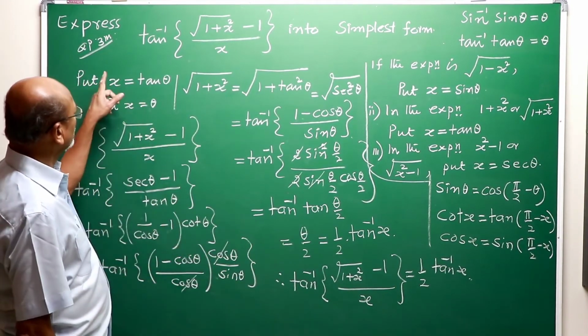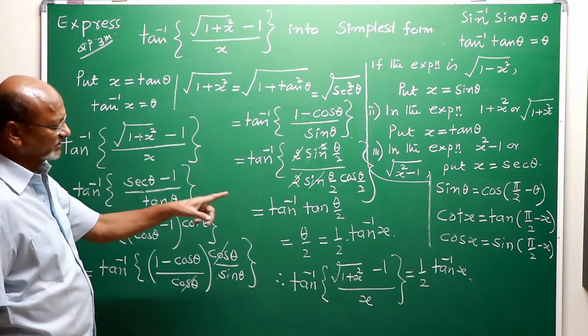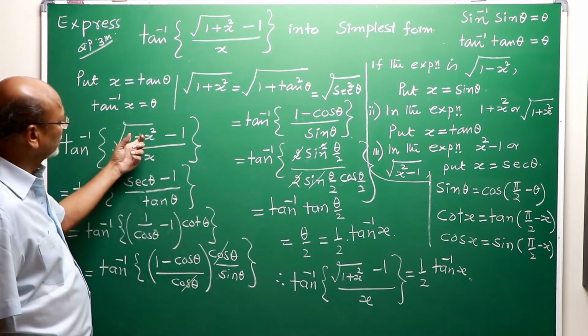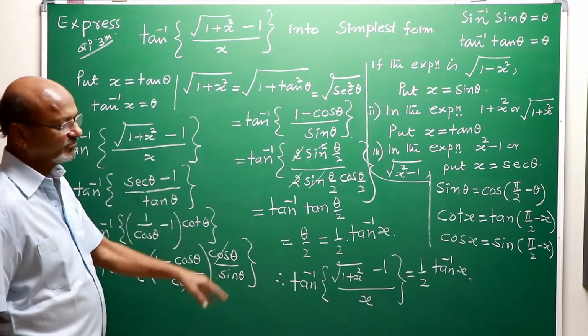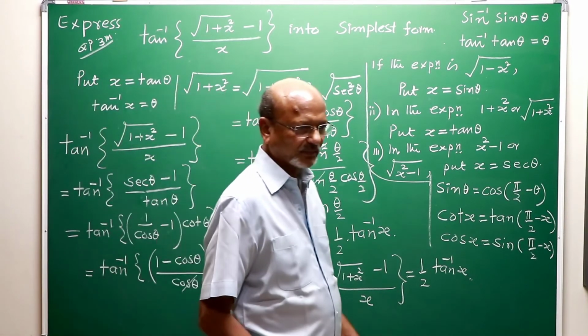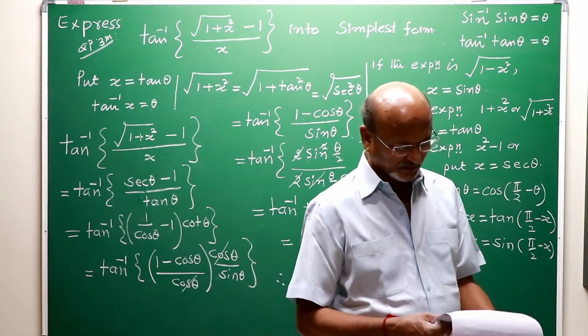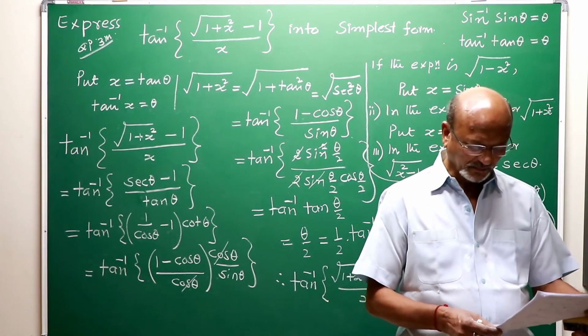What is your theta, my friends? Tan inverse x. Therefore, this is equal to half tan inverse x. Very good example. Very good example. Understood? Yes, my friend. Next example is.